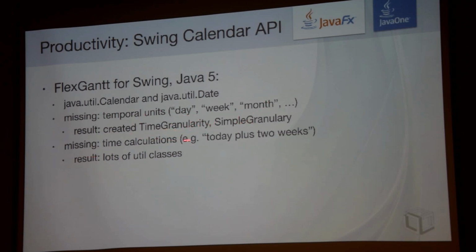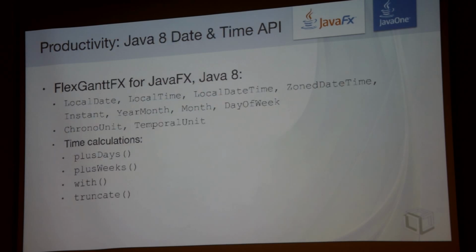I created classes called time granularity and simple granularity, and also calculations based on time, like a date plus 1 week or a date plus 1 month. All of that did not exist back then. So I had to do all of that myself, and that increased the size of the framework unnecessarily, and everything was non-standard. Now in Java 8, you get a really rich date and time API.